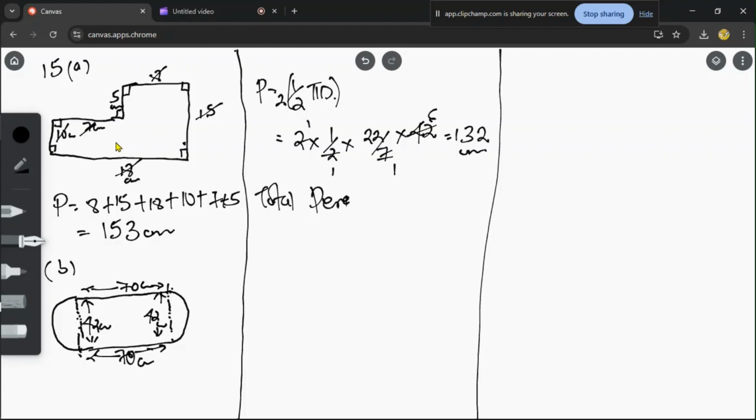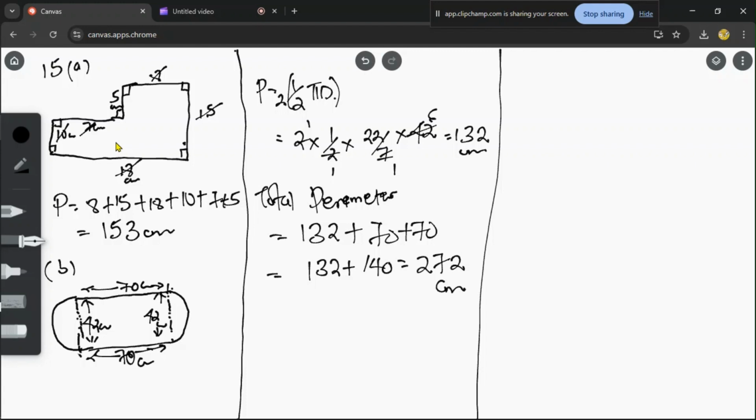So the total perimeter will be these two sides, which is 132, plus 70 and 70. So 70 plus 70 is 140. Then 132 plus 140: 2 plus 0 is 2, 3 plus 4 is 7, and 1 plus 1 gives 2. So that is 272 centimeters. That is how we get the perimeter of these figures.